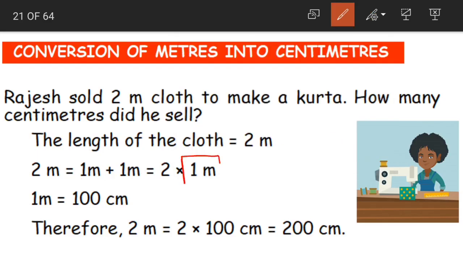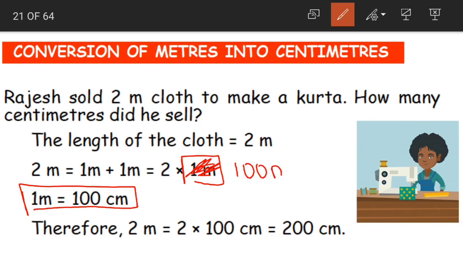Now again we know that 1 meter is equal to 100 centimeters. So instead of this 1 meter we will write 100 centimeters. What will we write instead of 1 meter, children? We will write 100 centimeters. Now 2 into 100 is equal to 200, and again as I have said in the previous class, it's important that you mention the unit of measurement, centimeters. So 200 centimeters will be our answer.